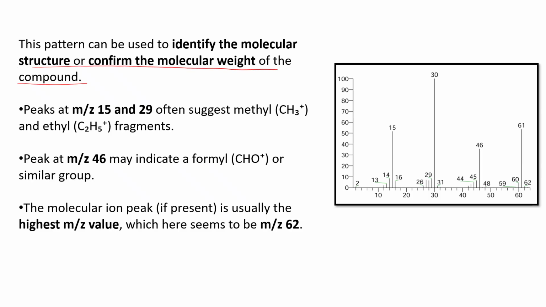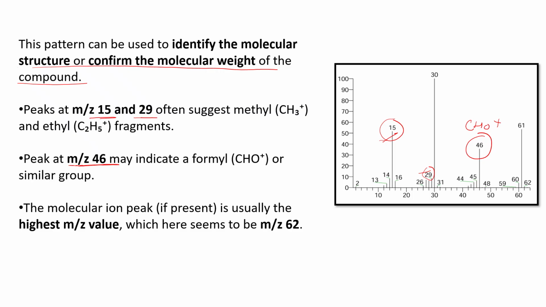Now peaks at m by z, mass to charge ratio, 15 and 29 often suggest methyl and ethyl fragments. What do they suggest? Methyl and ethyl fragments. So this is methyl and this is ethyl. Peaks at mass to charge ratio 46 indicate a formyl or CHO plus group or similar groups.